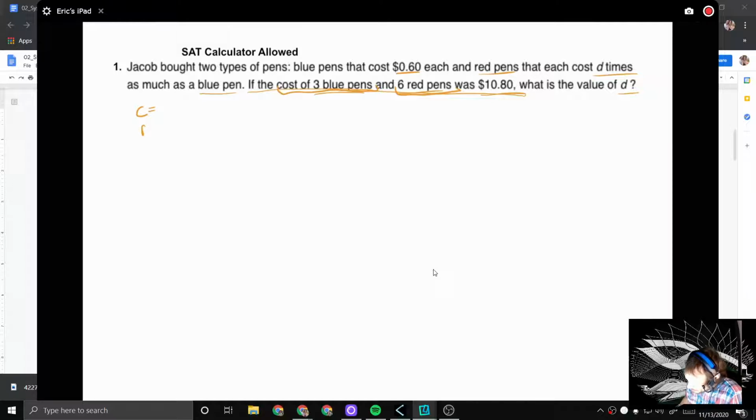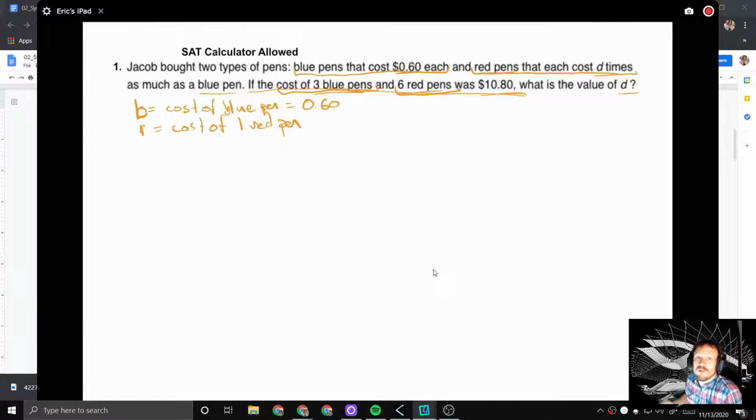So B is going to be the cost of one blue pen, and R is the cost of one red pen. Okay, and now we can see if we can write some equations using these quantities. We know that blue pens cost 60 cents each, so we know that B is equal to 60 cents. We know that red pens cost D times as much as blue pens.